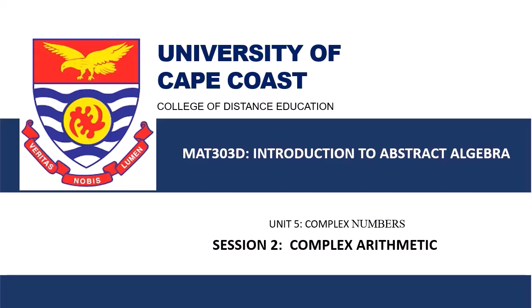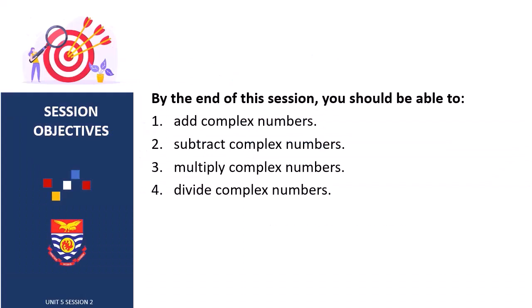In the previous section, we looked at the definition of complex numbers. In this session, you will learn more about operations on complex numbers, such as commutativity, associativity, and distributivity with respect to complex numbers. In particular, we are looking at complex arithmetic. By the end of this session, you should be able to add, subtract, multiply, and divide complex numbers.